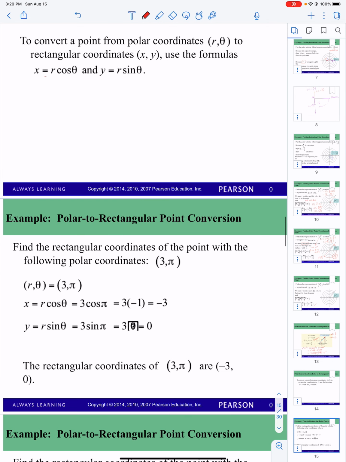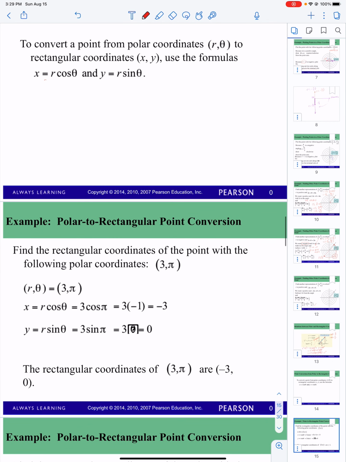So then what should we do here? So here, if we have the polar coordinates, this is r, this is theta, yeah? And then what will you have? R cosine theta, 3 cosine pi. Cosine pi is negative 1. And sine pi is 0. So we have negative 3, 0.